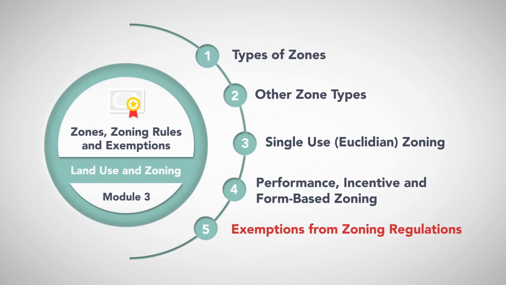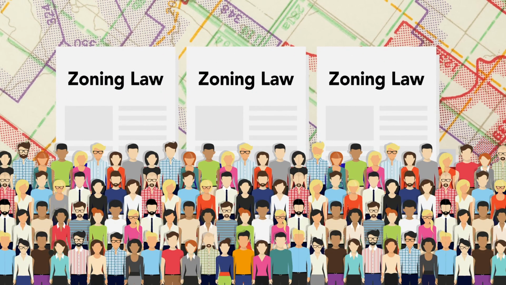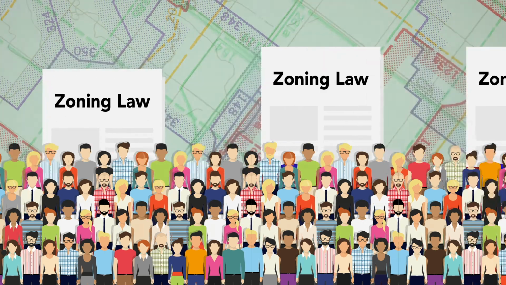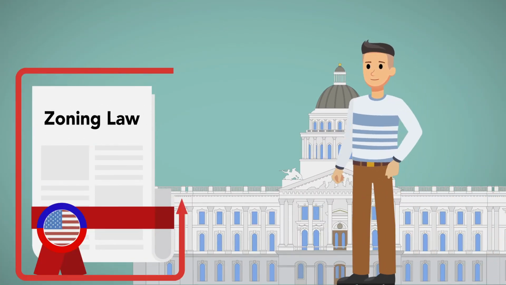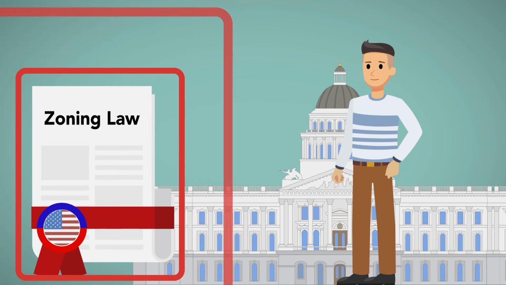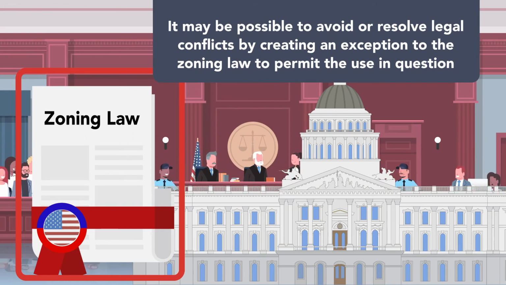Exemptions from zoning regulations. Zoning ordinances must consider the human element in urban planning and development. Even the most carefully considered and comprehensive zoning laws cannot anticipate how some people may need to act outside of its restrictions. When this happens, it may be possible to avoid or resolve legal conflicts by creating an exception to the zoning law to permit the use in question.